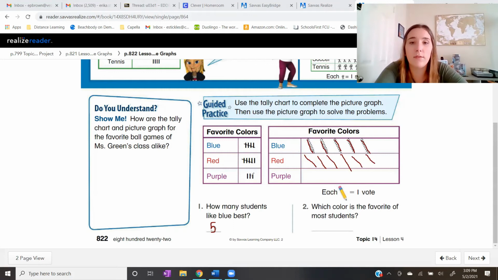And then for purple, we have 3. So 1, 2, and 3. Okay. And then it says which color is the favorite of most students. So if we look, we have 6 for red, 5 for blue, and 3 for purple. So that means that red is the favorite color because it has the most votes. Let's go watch one more quick video and then do a little bit more practice.